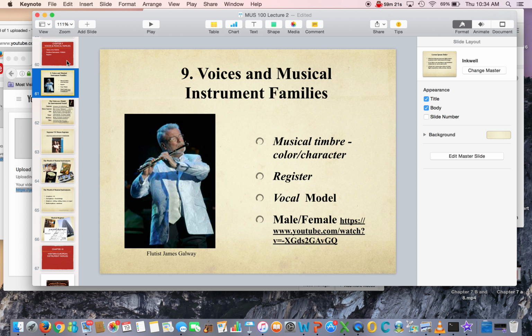But first I want to point out to you on slide 61, there's this really cool little video. I'm not going to show it to you now. But if you look at that, they take a medical camera and put it down these 4 people's throats, 2 women, 2 men, a soprano, alto, tenor, and a bass. And they film their vocal folds while they sing. So you can watch that. It's really cool to see it. And you can see that the male vocal folds are bigger than the female vocal folds.